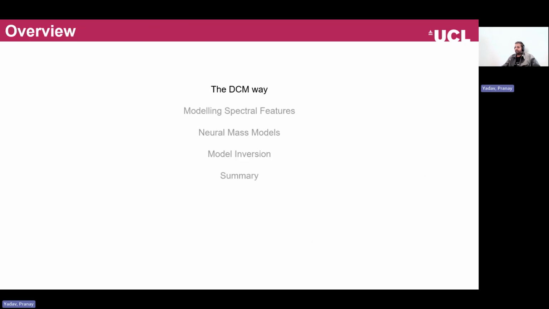So I'll first expand on the DCM framework. We'll then look at spectral features, how they're computed, and what they capture about brain signals. From there, we'll proceed to introduce neural mass models, which give us a biologically grounded way to describe population level neural dynamics. We'll see how these models generate predicted spectra. And once we have a generative model for spectra, we'll look at how DCM fits these models to data. And using that, how we can make inferences about the model structure or any hidden neural parameters. And then we'll end with a short summary.